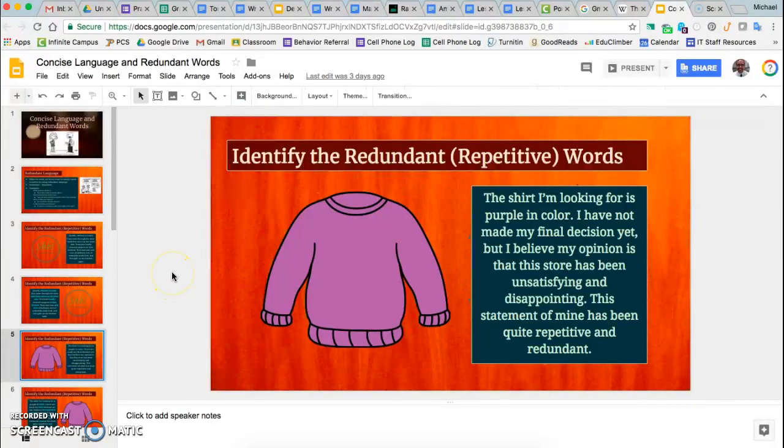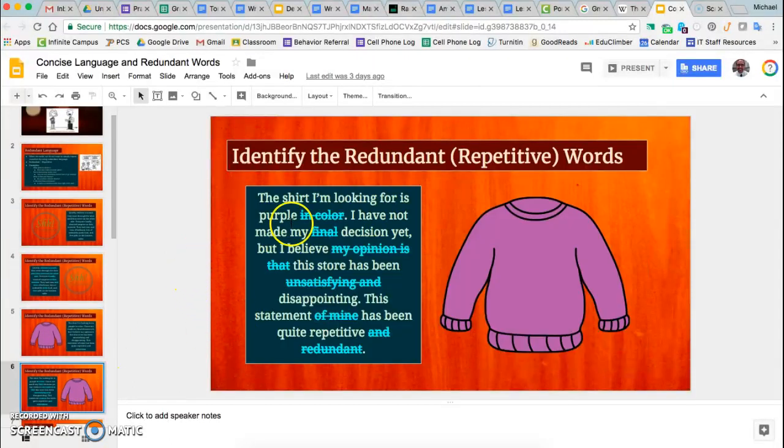Here's another one. The shirt I'm looking for is purple in color. I have not made my final decision yet, but I believe my opinion is that this store has been unsatisfying and disappointing. This statement of mine has been quite repetitive and redundant. Okay. So once again, everything in blue could be taken out. If you say that you're looking for something purple, you don't have to say purple in color because there's nothing else you could be referring to. So purple is a color.